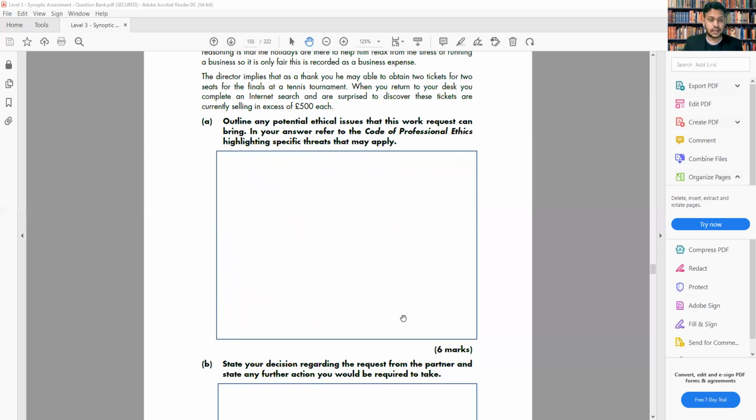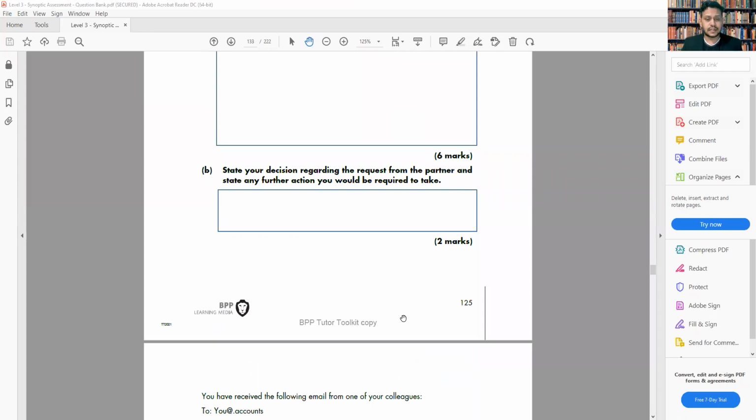The next point we have here: state your decision regarding the request from the partner, and any further action you would require to take. The first action we will take is to refuse. So I will refuse to follow the instruction from the partner. If he disagrees, then I will inform the MLRO or the nominated officer. So first I will say I cannot do it. I'll explain why. And if he still forces me to do it, then I have to inform the nominated person or the MLRO.